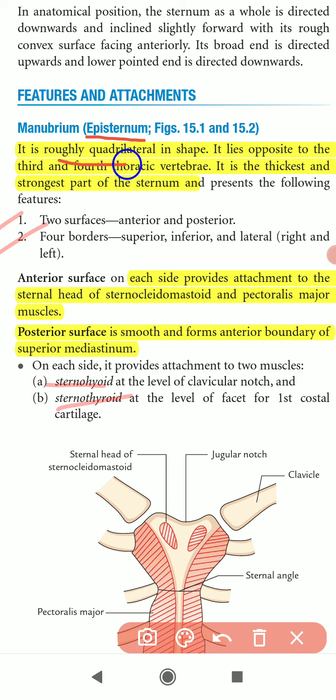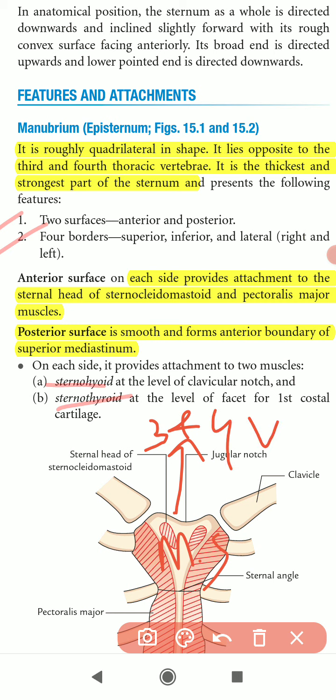This is roughly quadrilateral in shape. Look at that, it has one margin, 2, 3 and 4. That's why we call this quadrilateral in shape. And what is its location? It lies just opposite to the third and fourth thoracic vertebra. That means anteriorly there is manubrium sterni, and posteriorly there are the third and fourth thoracic vertebrae. So manubrium sterni and the third and fourth thoracic vertebrae lie at the same level.